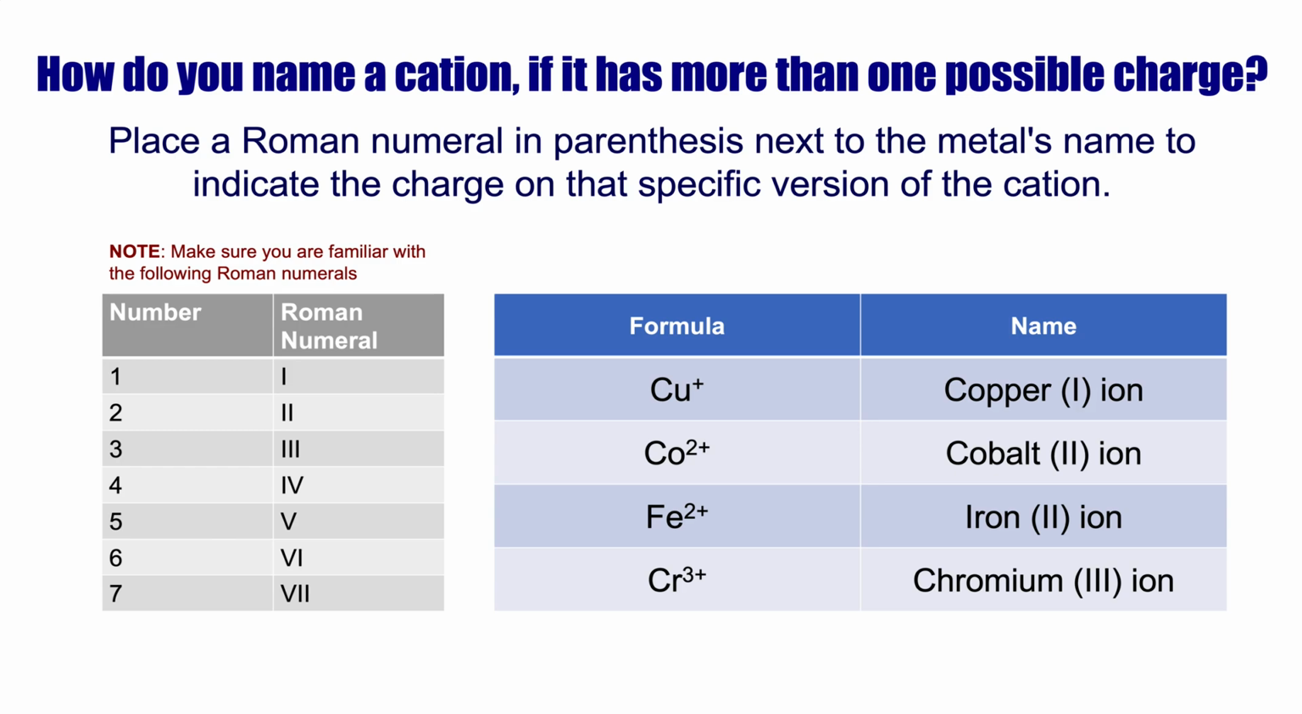I need to specify that it's that version, and the way I'm going to do that is next to copper, I'm going to write a Roman numeral 1 in parentheses. That tells me that that specific version of copper is the one that has a charge of positive 1. You need to start to have these different Roman numerals memorized. If you know 1 through 5, you should be good. To indicate the specific version of the metal ion, you write the charge as a Roman numeral in parentheses next to the metal's name.